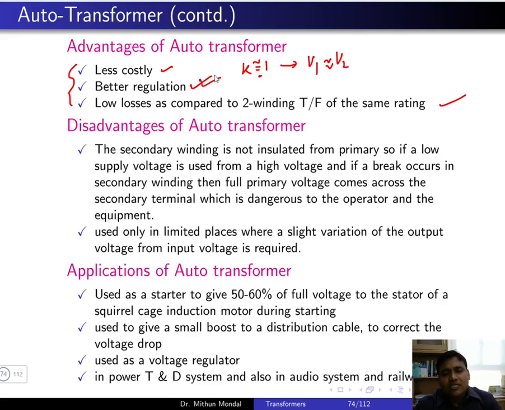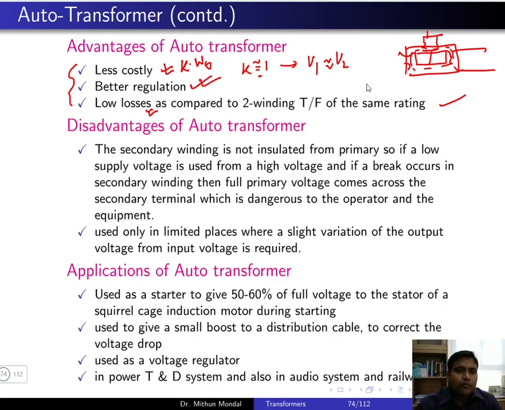So under the no load condition and the full load condition, you will get better regulation, and it is less costly because you will be having K into W naught as the saving of the copper. Losses will also be less here, because in a two winding transformer, if you remember, there is a core and both the windings are not physically connected to each other. So there is a loss here that is represented by the shunt parameter. Because of those losses, the two winding transformer will have more losses compared to an auto transformer.